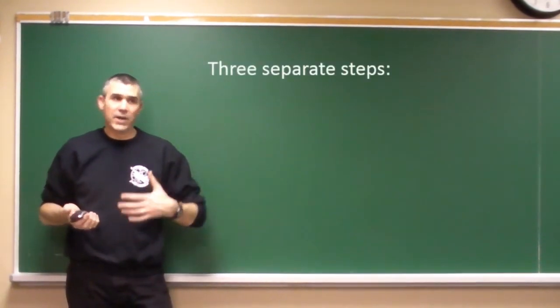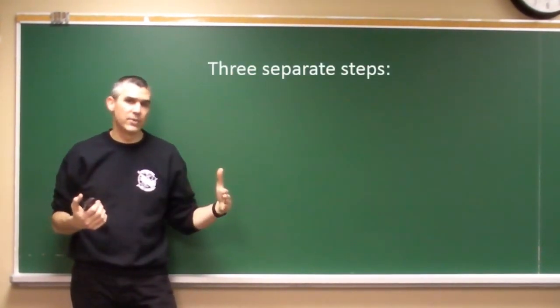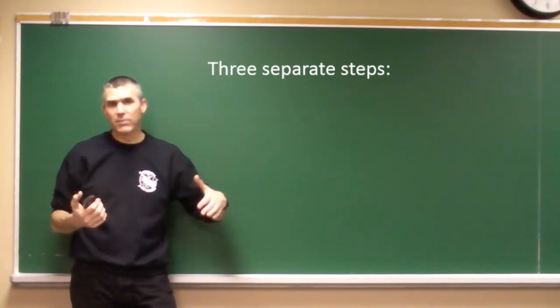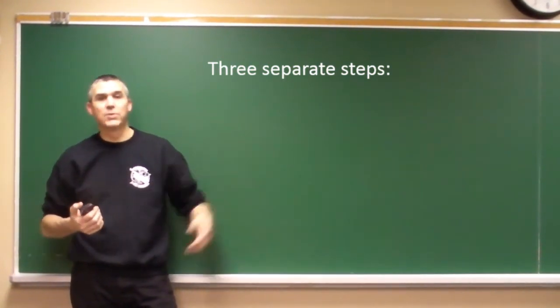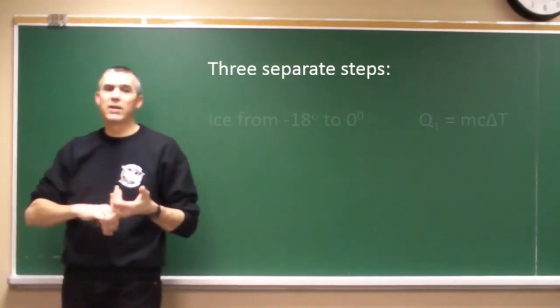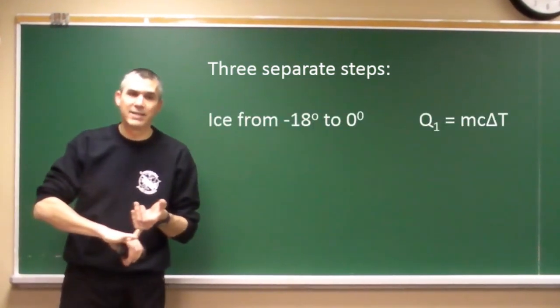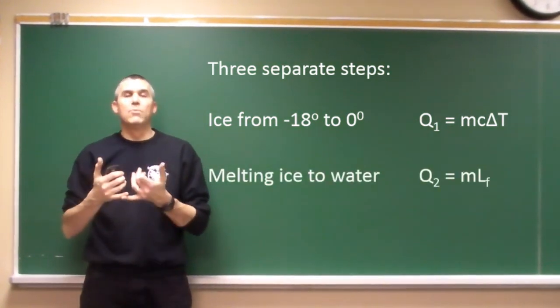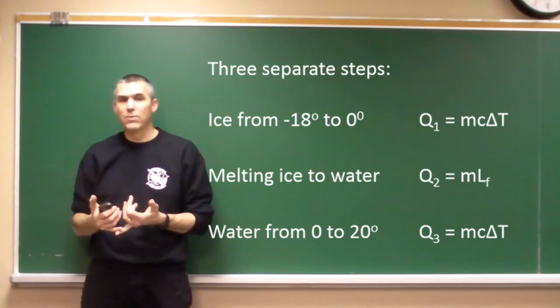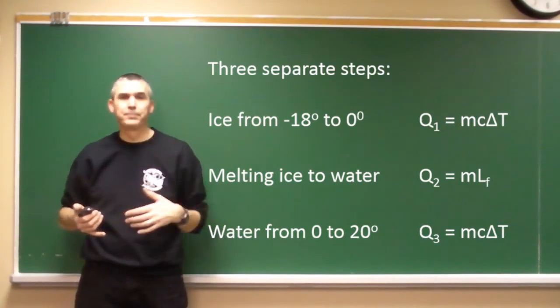So what's going to happen is we have ice warming to freezing, then we have it melting, and then we have it going from water at 0 degrees Celsius up to room temperature. So in the first step, we've got ice going from minus 18 to 0. Second step, we're melting it. And the third step, we're taking that water from 0 up to room temperature.